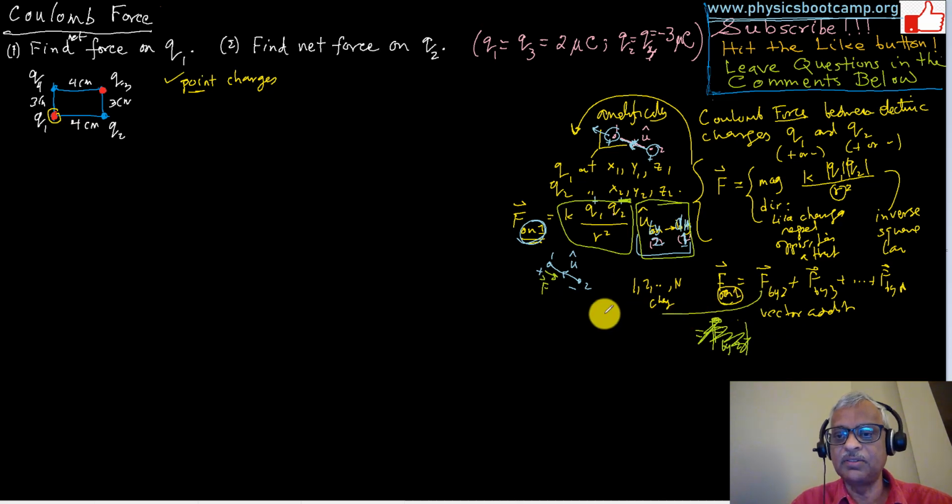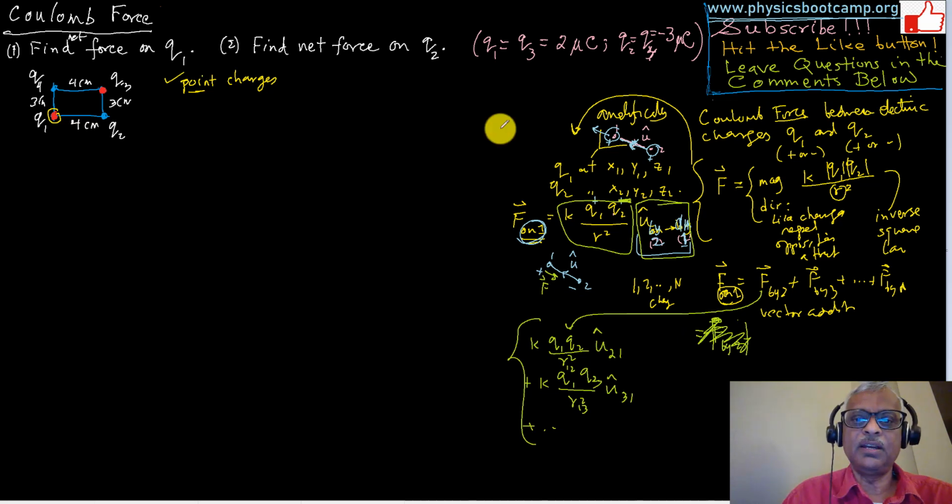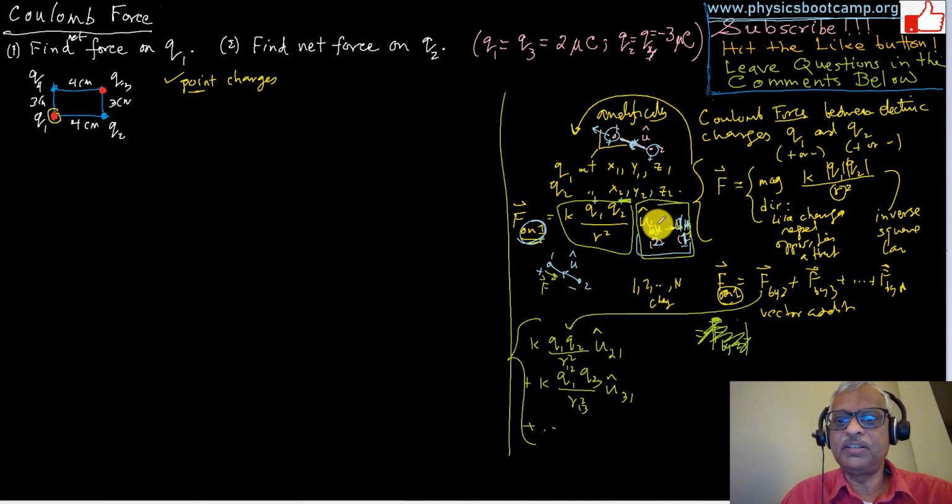I can write down, this would be k q1 q2 over r12 squared. That's the magnitude part with the sign, and then u, going from 2 towards 1. Then I get k q1 q3 over r13 squared, from 3 to 1, and so it just becomes a vector addition at this point. Very simple. Okay, so we need to know what the unit vector will be.